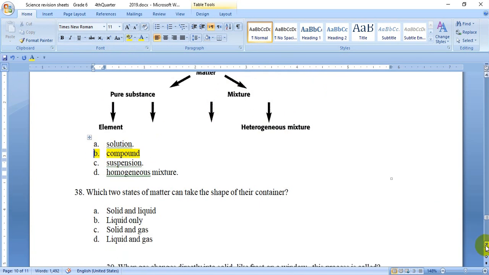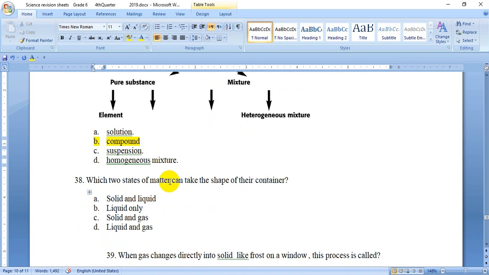Question 38. Which two states of matter can take the shape of their container? The two states of matter that can take the shape of any container will be, yes, liquid and gas. Letter D.